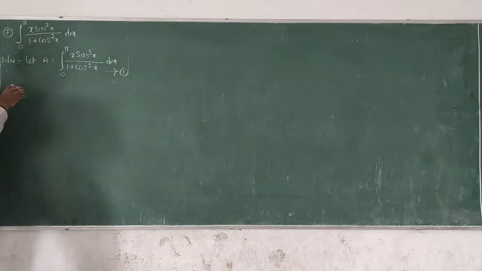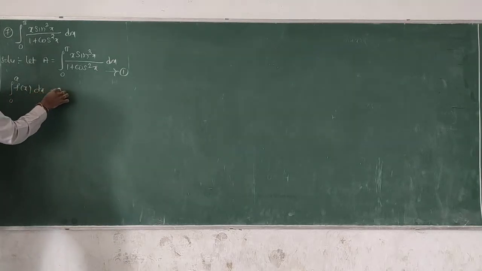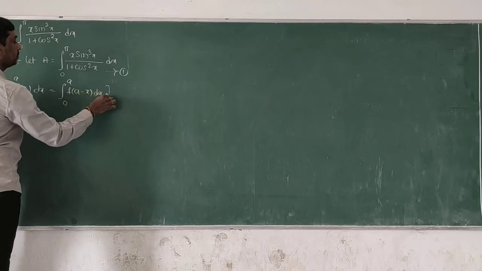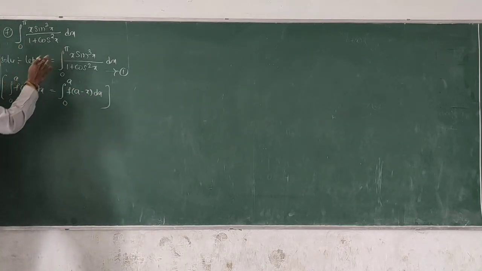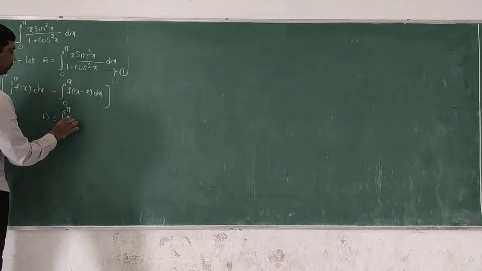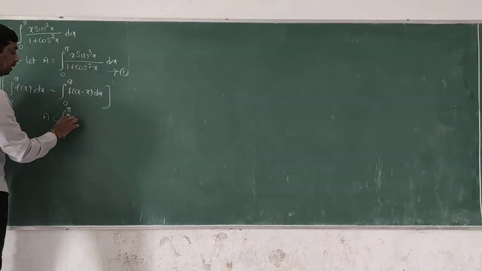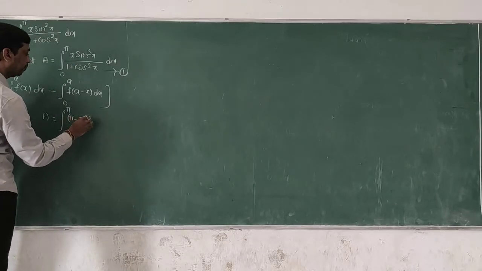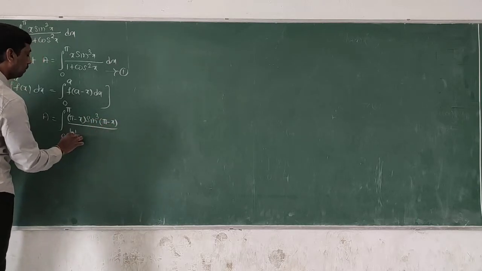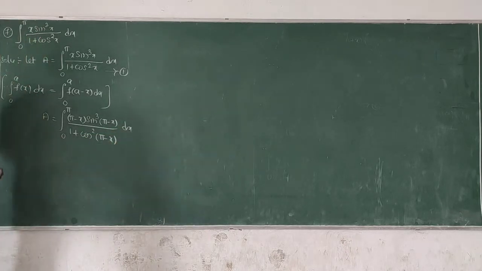Okay. Here also use the same formula. What that means? Integration 0 to a f of x dx equal to integration 0 to a f of a minus x dx. Use this one. Here a equal to pi. Okay. So A equal to integration 0 to pi. In the place of x substitute a minus x. A value is pi now. That's why pi minus x, into sin cube of pi minus x by 1 plus cos square of pi minus x dx. Is it clear? Right.